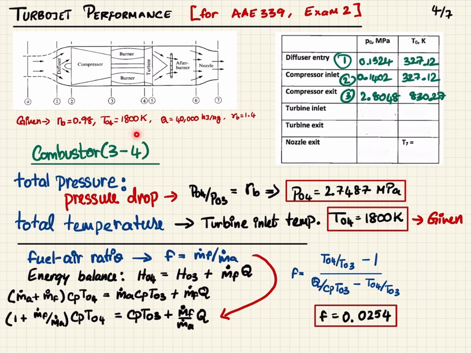Moving on to the combustor, we are given the pressure ratio across the combustor as well as the turbine inlet, combustor exit temperature. The fuel heating value is given, and gamma is still constant. To determine the stagnation pressure, we simply have to multiply the pressure ratio by the stagnation pressure at the inlet of the combustor.